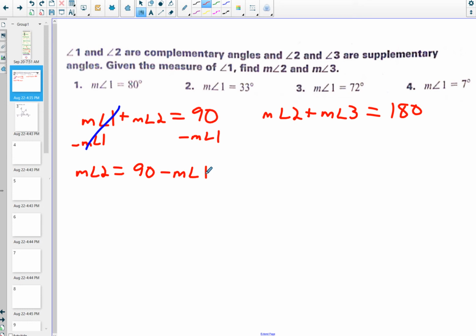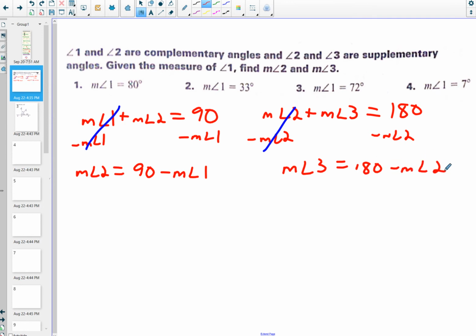Okay. Then once I have the measure of angle 2, I can use the second equation to find the measure of angle 3. So I would want to get that one by itself. What would I do to get the measure of angle 3 by itself? Subtract. Subtract what? The measure of angle 2. I want to get 3, so I cancel that out and say the measure of angle 3 is equal to 180 minus the measure of angle 2.